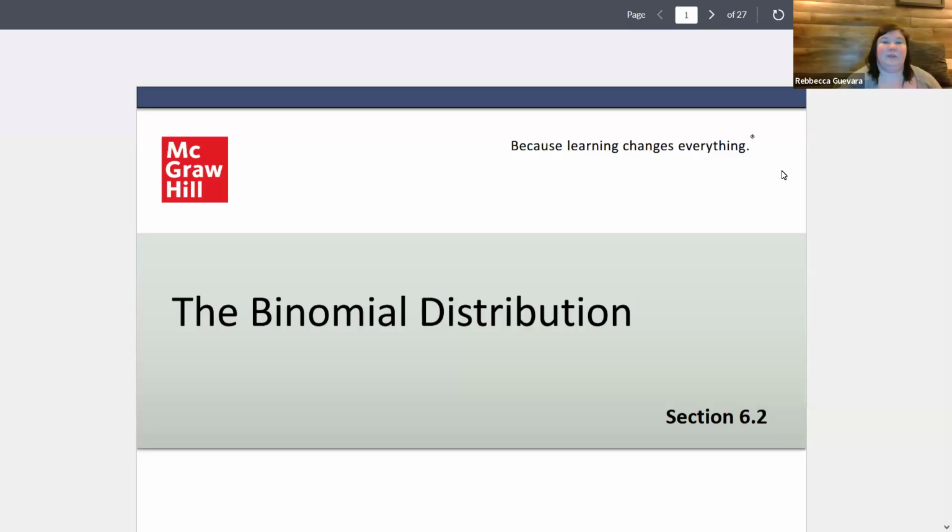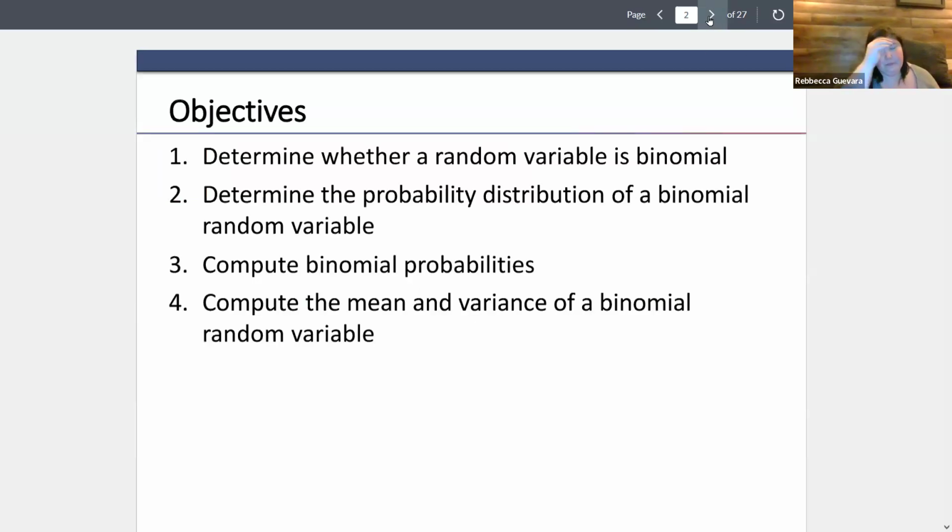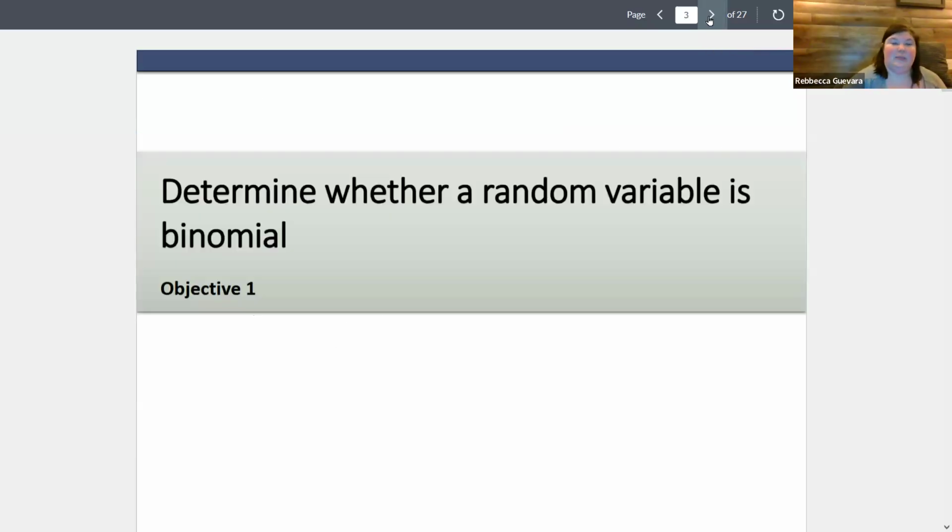So binomial distributions is another distribution that we're going to look at. And we've done some things with binomial distributions, we just didn't talk about binomial distributions. So this is going to take us a little bit back to some probabilities. We have to learn some new probabilities to do this. So first, we're going to determine whether a random variable is considered a binomial.